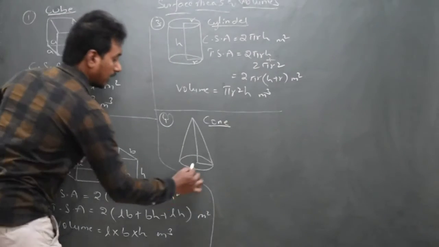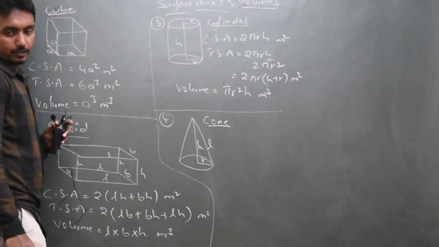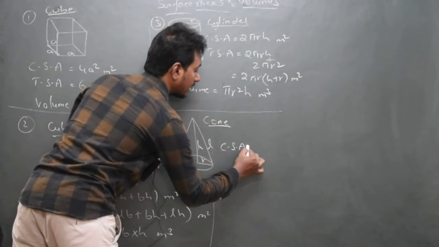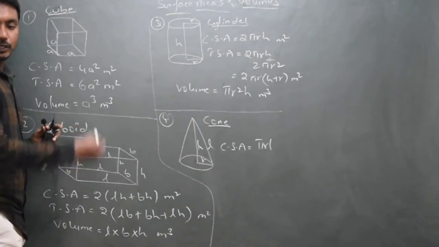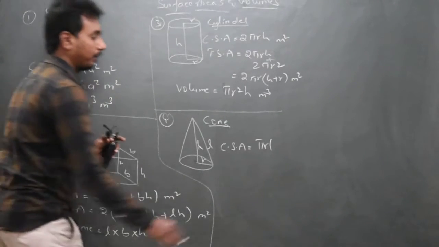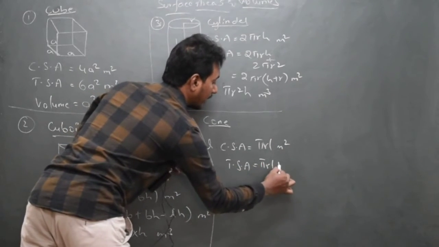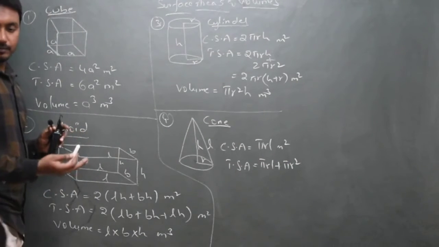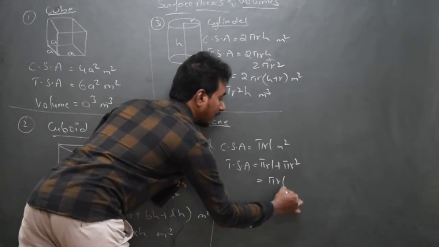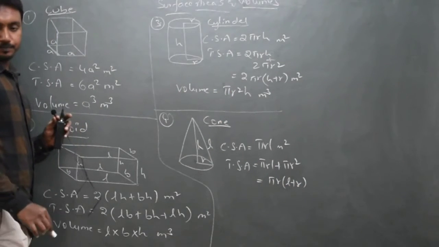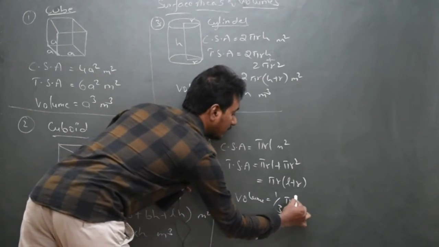a cone. The radius is r and the height is h, slant height is l. Okay, so the curved surface area of a cone is given as pi r l, because l is the slant height. Pi r l meter square will give you the curved surface area. The total surface area will be given by pi r l plus pi r square, the bottom area of a circle. Okay, so pi r taken common, l plus r.